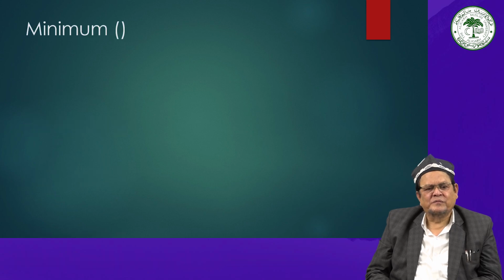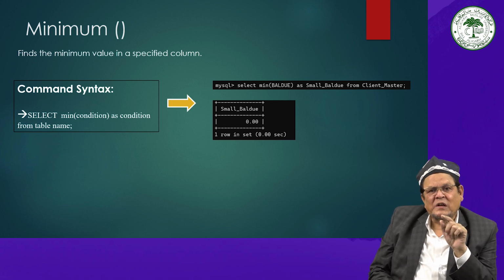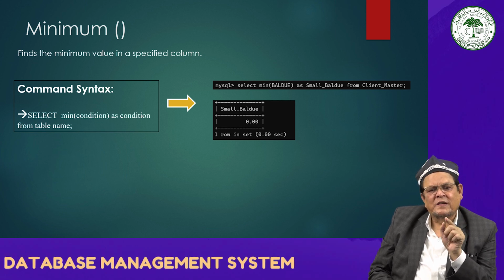Next is minimum. In the minimum, find the minimum value in a specified column. The command syntax is like that. Select minimum with the condition you have to write within parenthesis as condition from table name. When you write in MySQL, select minimum balance due, before the maximum and then minimum, because these are the attributes on an existing database in client master.